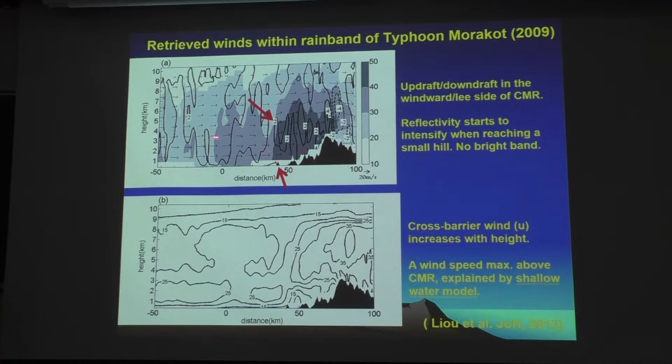And there's no bright band. So the area is very unstable in this region. And we found that the cross-barrier wind increased with height. And there's a wind speed maximum above the Central Mountain Range. And this picture can be explained by a shallow water model.